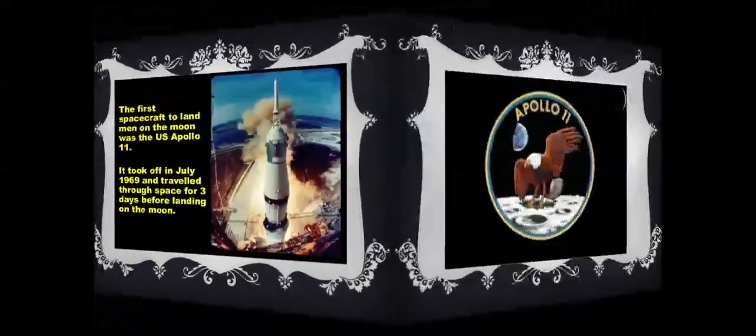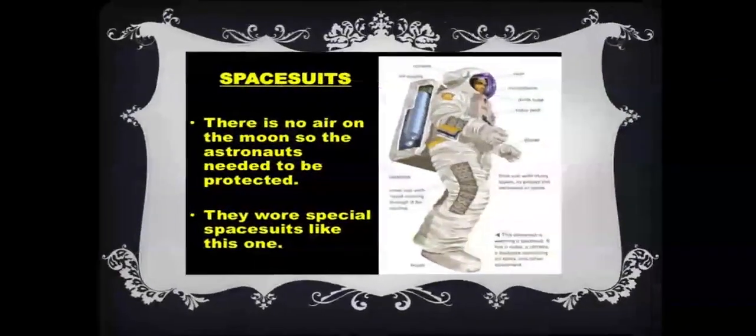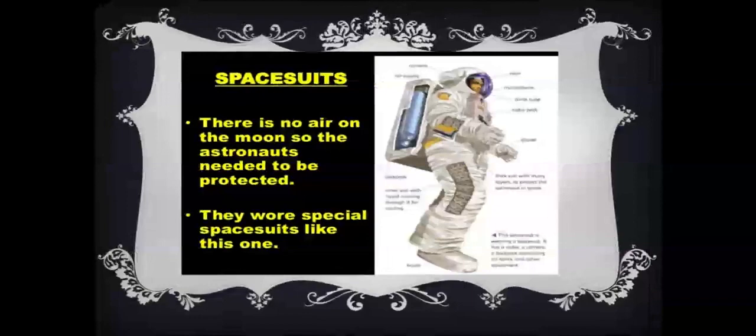Children, as we all know, there is no air on the moon, so the astronauts needed to be protected and they wore special space suits, which you can see in the picture. And obviously the space suits have an oxygen cylinder because there is no oxygen on the moon.